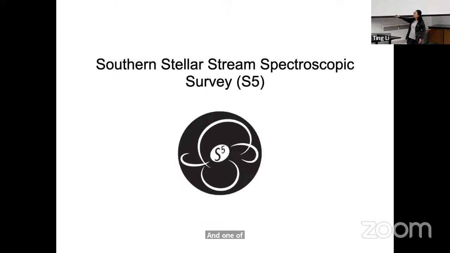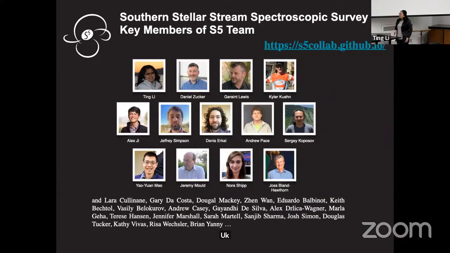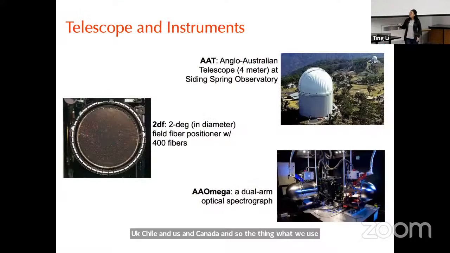oops, okay. So this is my group from all over the world, from, I think, Australia, UK, Chile, US, and Canada. The thing we use is a telescope in Australia. The uniqueness is that it has a fiber positioner over 2 degrees that has 400 fibers. The fibers can move within a few minutes and point at where we want to observe, and it goes to a spectrograph. So in one exposure, we can observe 400 stars and get their velocities and stellar parameters.